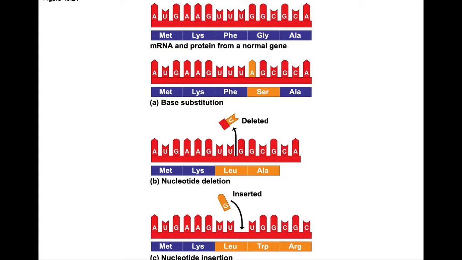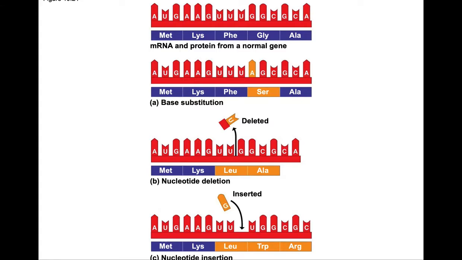Why do I have serine? Because instead of a G, I now have an A for the first letter. And again, like I told you, the first letter and the second letter can be very dramatic if changed. So again, it's just a base substitution from a G to an A. So instead of glycine, it's serine. Now let's look at the bottom two. Let's look at letter B at the bottom.